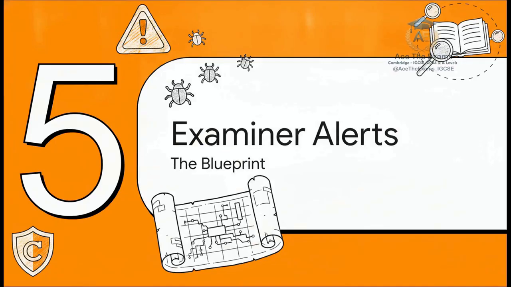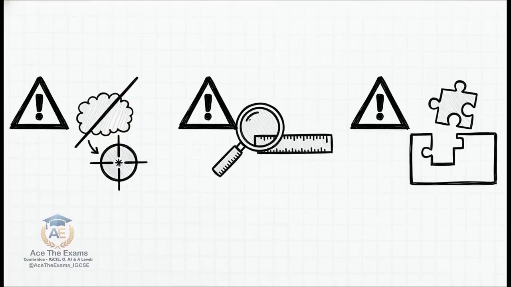Which brings us nicely to our final synthesis in Section 5, Examiner Alerts and the Blueprint. We are now unlocking the specific, highly guarded warnings taken directly from the principal examiner reports. These are the exact pitfalls that senior examiners see candidates fall into year after year after year. Let's rapidly fire through the top 3 warnings from senior examiners.